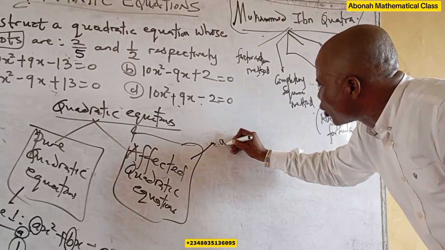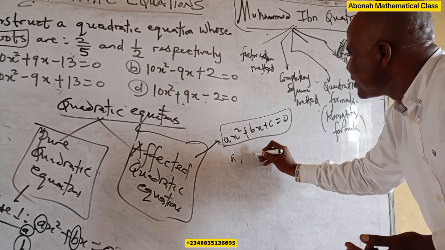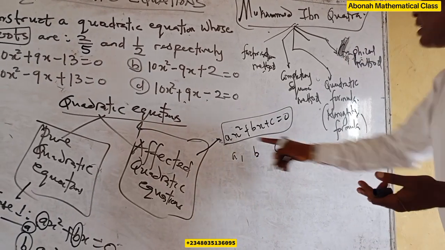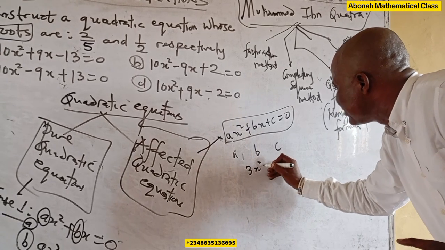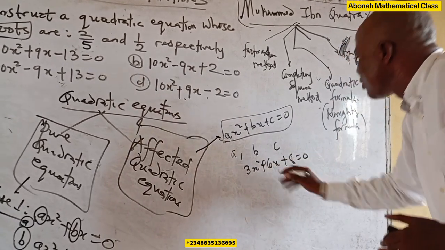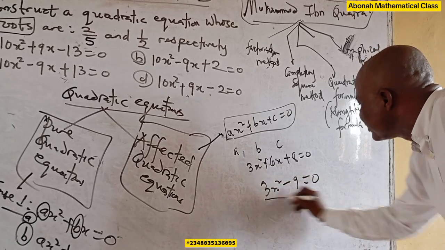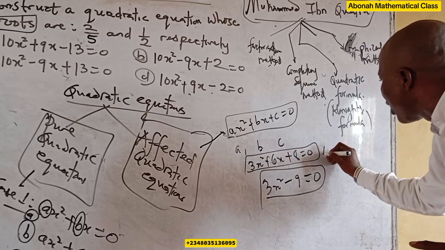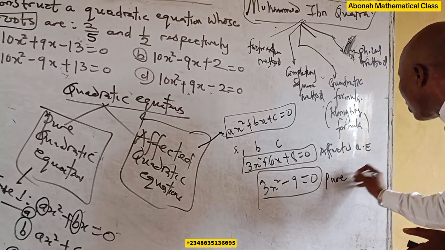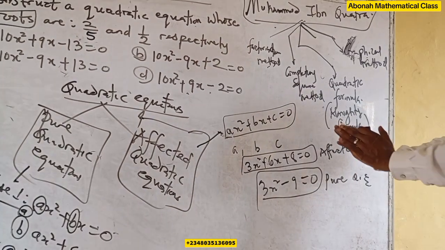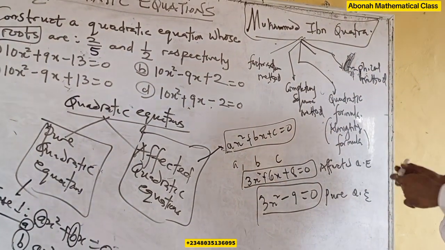Now, this is the nature of affected quadratic equation, a complete one. The a value is given, the b value is given, the c value is given in the question. For example, 3x squared plus 6x plus 8 equal to 0. A complete one. Look at this: 3x squared minus 9 is equal to 0. This is pure, while the one on top is called affected quadratic equation. These are the two types of quadratic equation, and these are the 4 methods of solving quadratic equation.